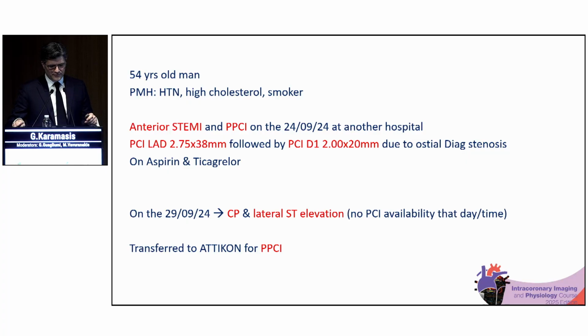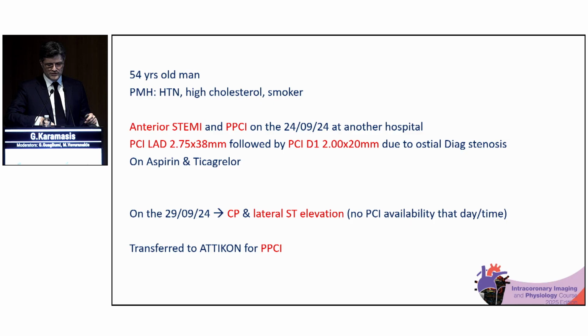We'll see a case of stent failure, and we can discuss how imaging can help. This is about a 54-year-old man that had an anterior STEMI and primary PCI on the 24th of September. Please keep in mind the details because they are important. He had PCI to the LAD with a 2.75 by 38 stent.